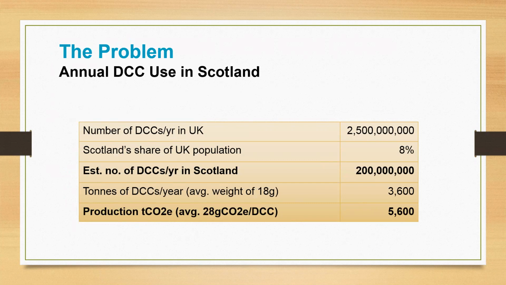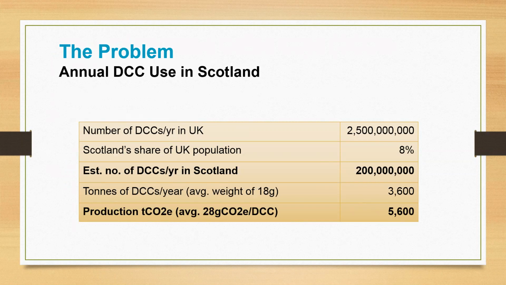So we use that as a proxy and estimate about 200 million disposable coffee cups are disposed of in Scotland every year. And based on an average weight of 18 grams, this gives us about 3,500 tons of disposable coffee cup waste every year. And using the carbon impacts of production, this winds up being about 5,500 tons of CO2 emissions.